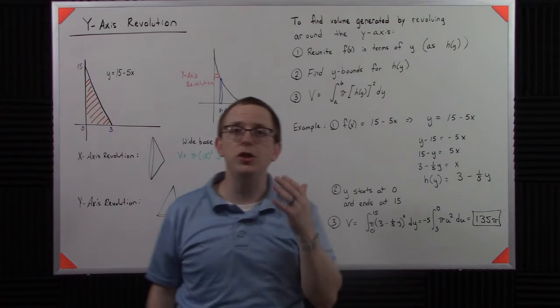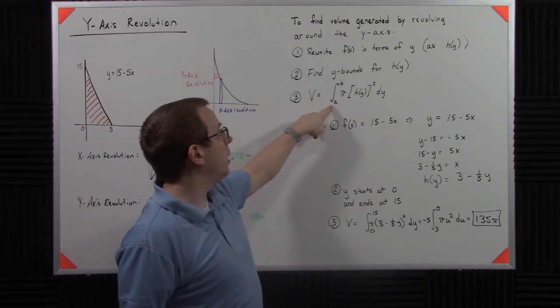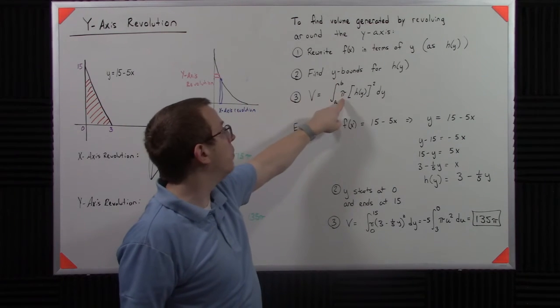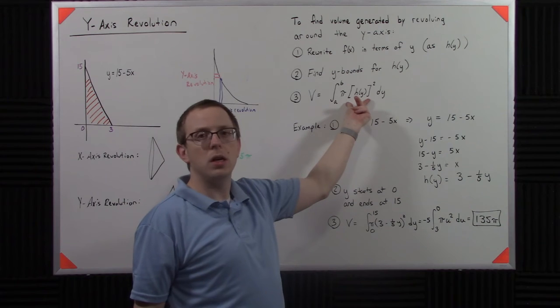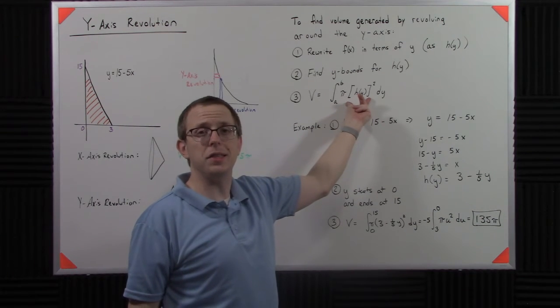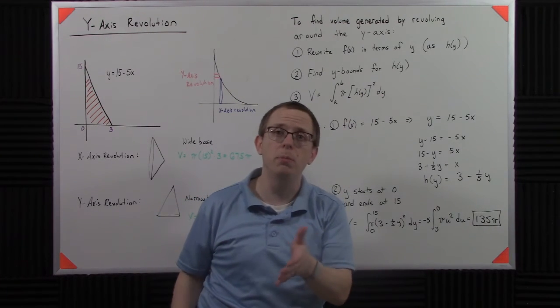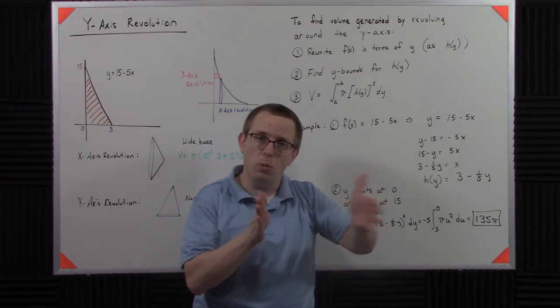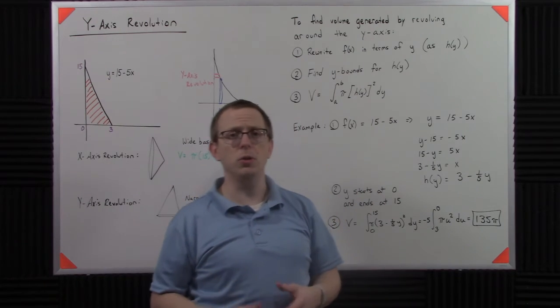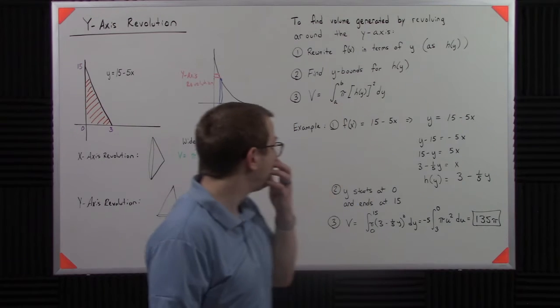And the volume function is exactly the same as what we're used to. It's the integral from a to b of pi times that function squared. So instead of f of x squared, it's just this h of y squared. And we're integrating with respect to y because we're changing over the y values instead of the x values. So it's the same idea, we're just changing up the function a little bit.